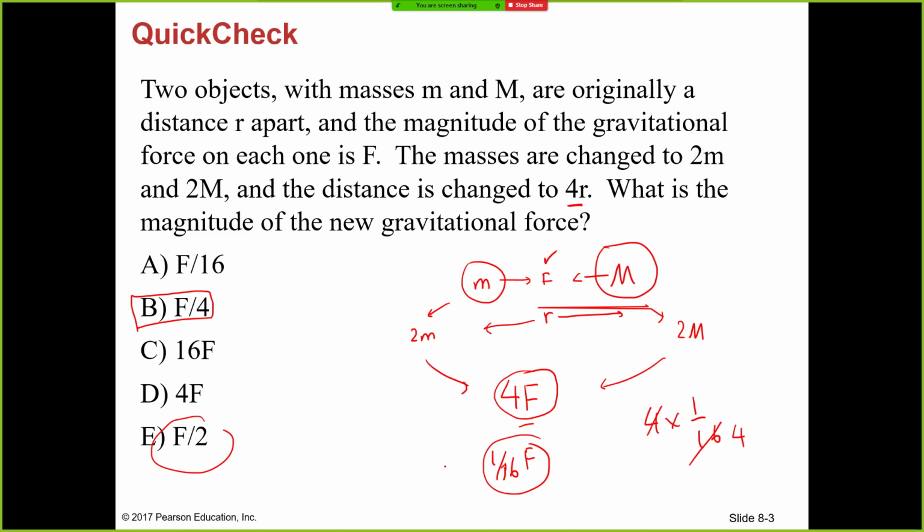Does that make sense? Increasing masses quadruples the force, increasing distance, in this particular case, reduces the force by 1/16. And the net effect would be 4 times 1/16, which is 1/4. So the force would be 1/4 that of the original force. Okay. Let's look at the next one.